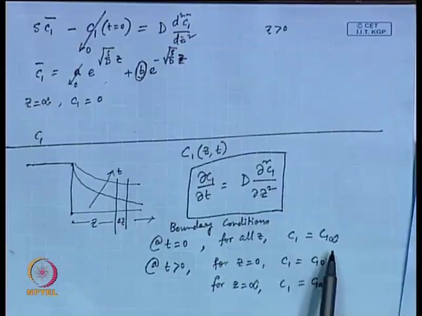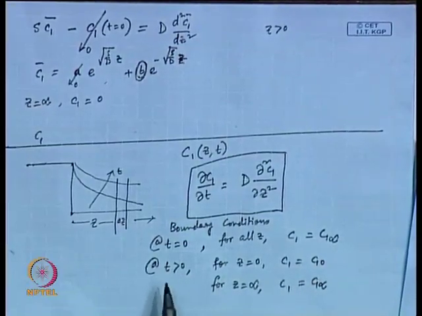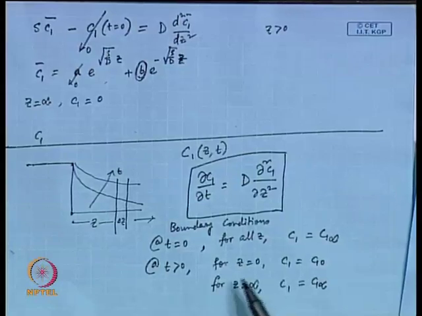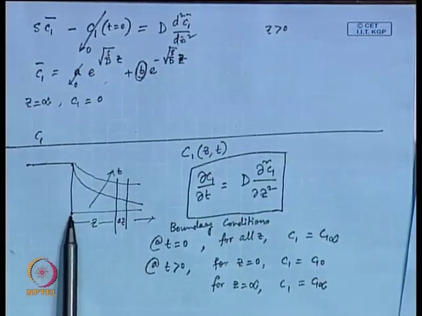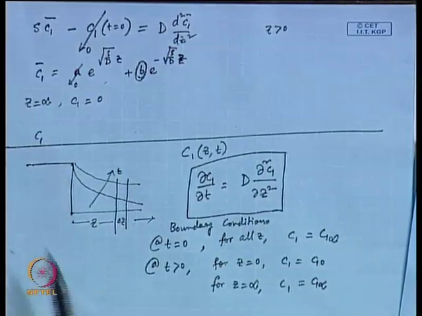So, C1 is equal to C1 infinity at t greater than 0, that means once the clock started and the time is rolling, at t greater than 0 for z is equal to 0. Now, at z is equal to 0, you are holding the concentration at constant value C1 0. So, that is what we are solving basically. You may say, okay, how are we holding? That is a different issue, but I am trying to see various cases first.